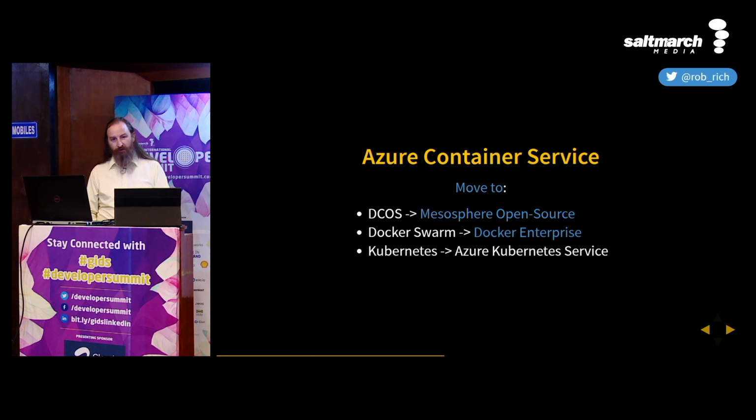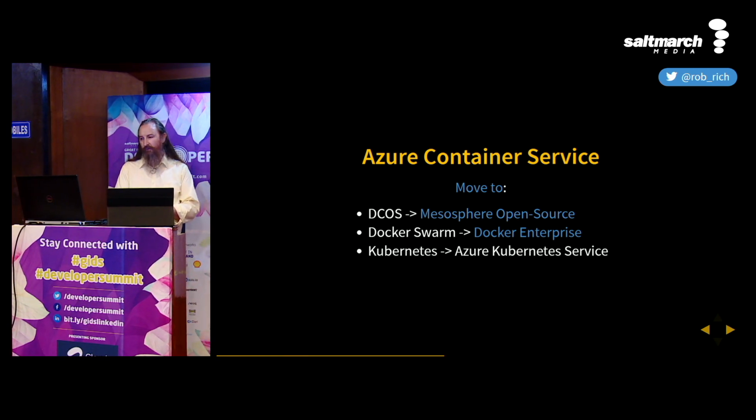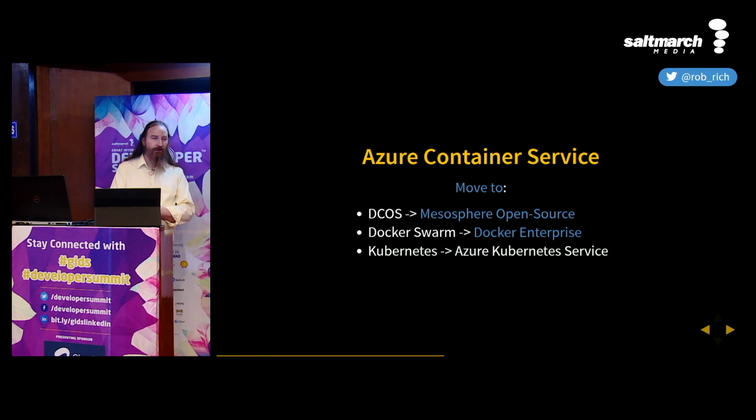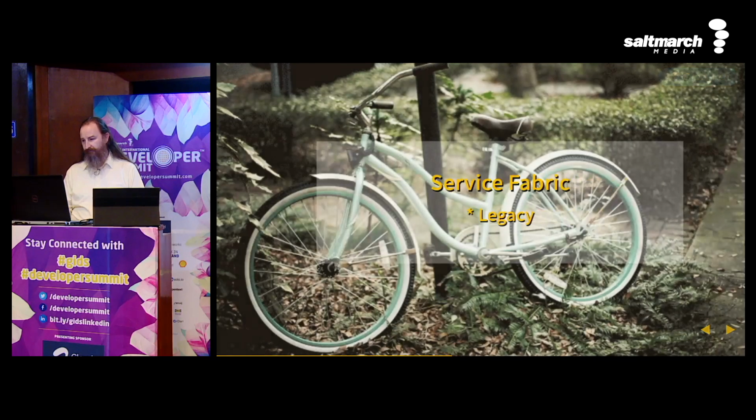The cool part, though, is you could pick from DCOS or Docker Swarm or Kubernetes. If you're on DCOS, you can move to Mesosphere's open source DCOS project. You can just spin up VMs and put it there. If you're using Docker Swarm, you can move to Docker Enterprise and do things there. And if you're on Kubernetes, now you can move to Azure Kubernetes Service, which is just built-in normal upstream Kubernetes.